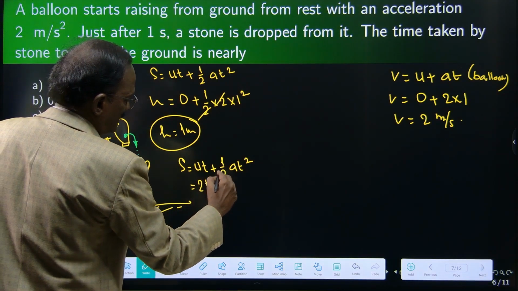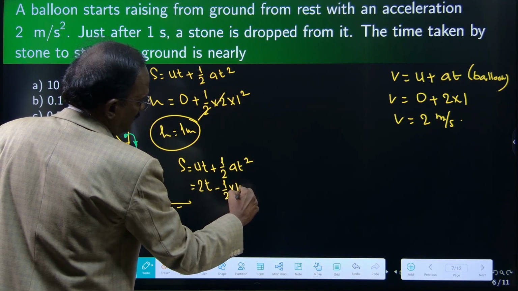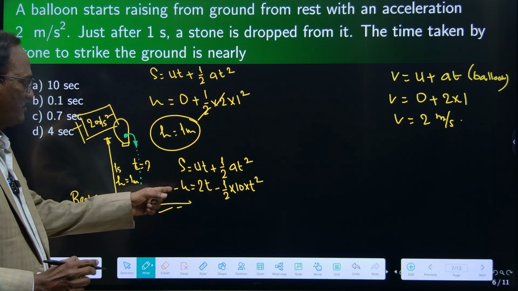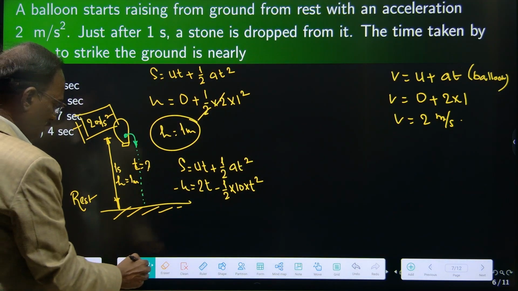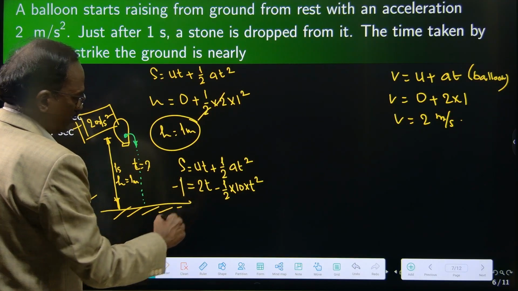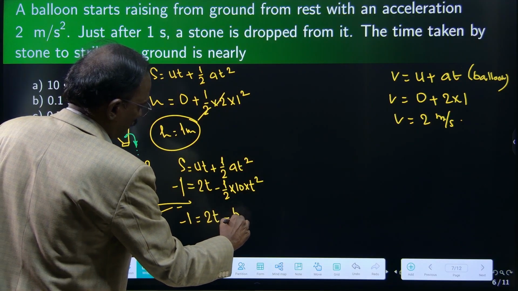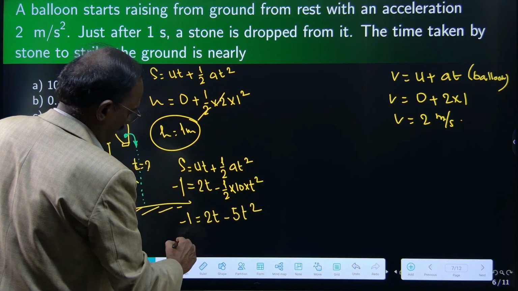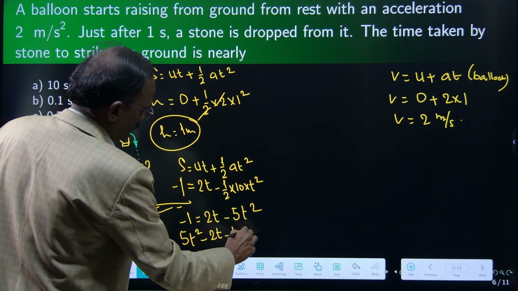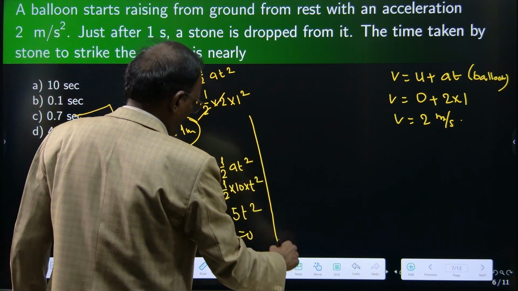Time we do not know. In fact, that is to be found. Minus half into 10 into t square is equal to minus h. Please remember, this is minus h. That value is 1, already we have calculated. Minus 1. So minus 1 is equal to 2t minus 5t square. This can be rewritten as 5t square minus 2t minus 1 is equal to 0. Once again it is a quadratic equation, we can easily solve it to find the value of time.